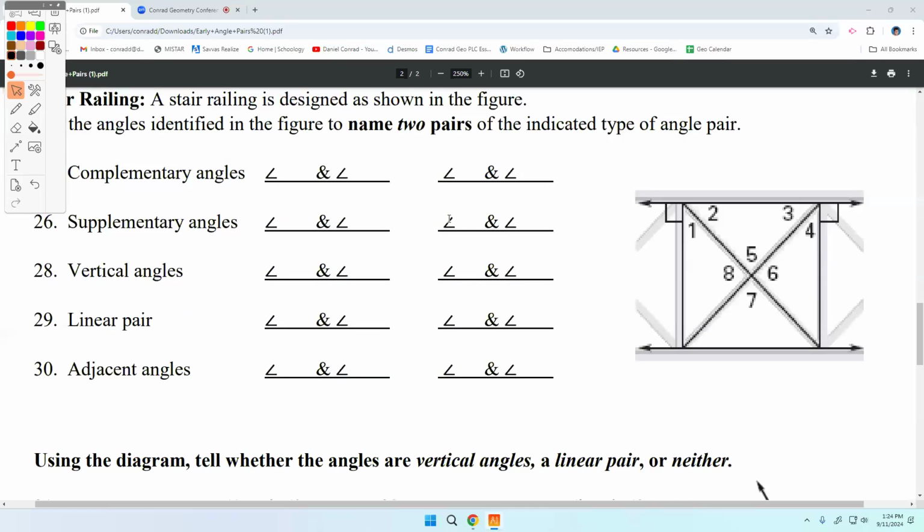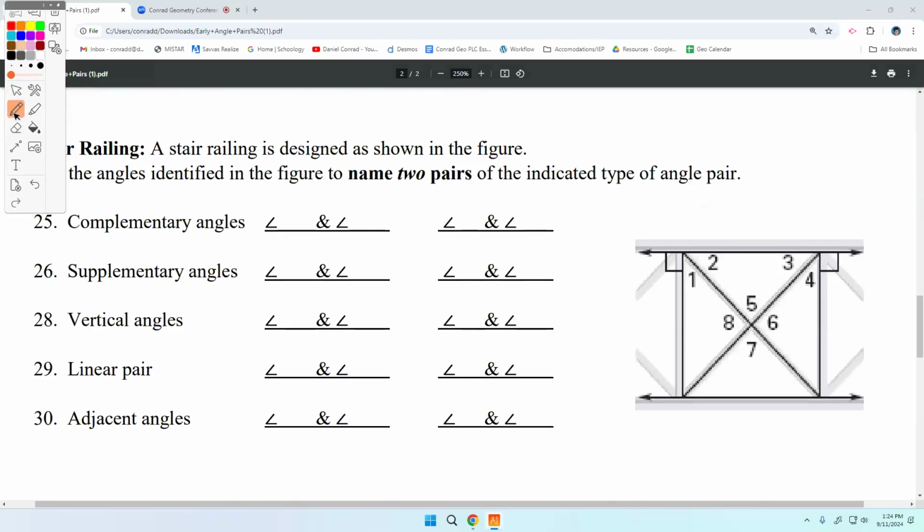All right, complementary, again, add up to 90. So the ones that are going to add up to 90, you could do 1 and 2, or we could do 3 and 4. So remember, since this is 90, all three of these are going to add up to 180. So 180 minus 90 is 90. So we don't know what 1 and 2 are, but we do know they're going to have to add up to 90, which makes them complementary angles. Same thing for 3 and 4.